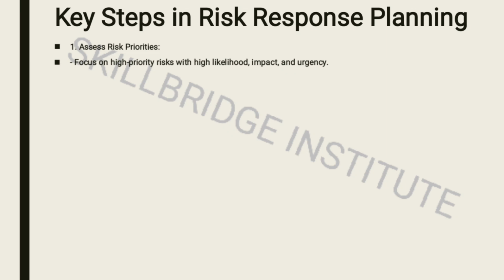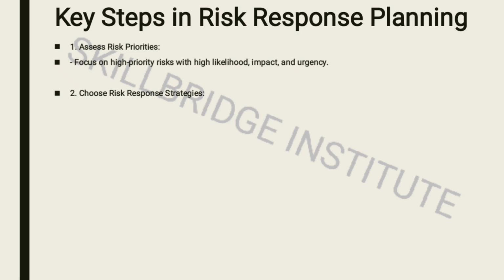Key steps in risk response planning. 1. You need to assess the priorities. So on that one, you need to ensure that the risks which have got a high likelihood of occurring and a high impact if they come into a project are urgently attended to.